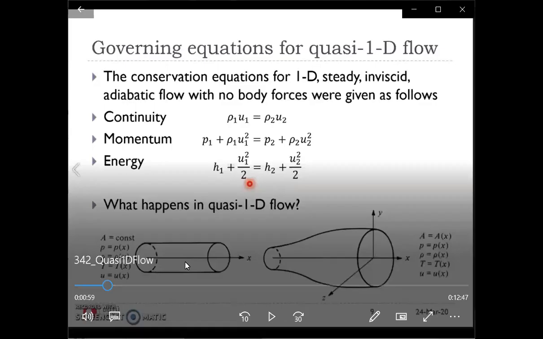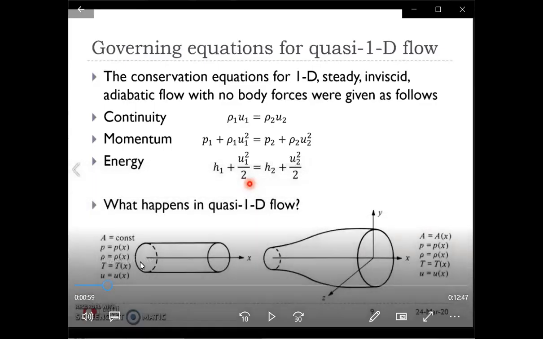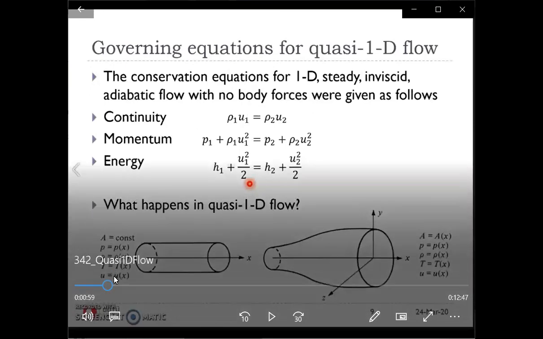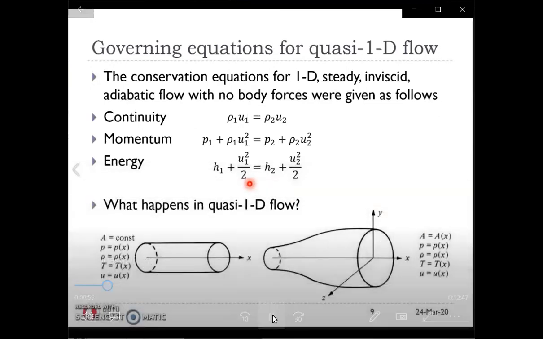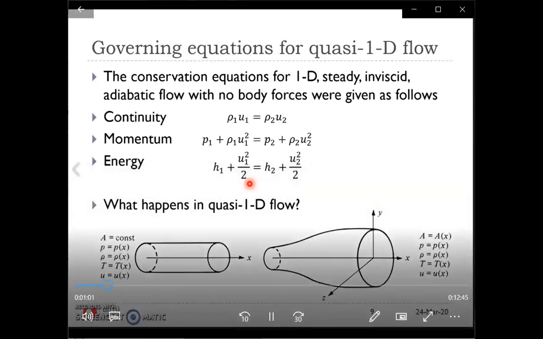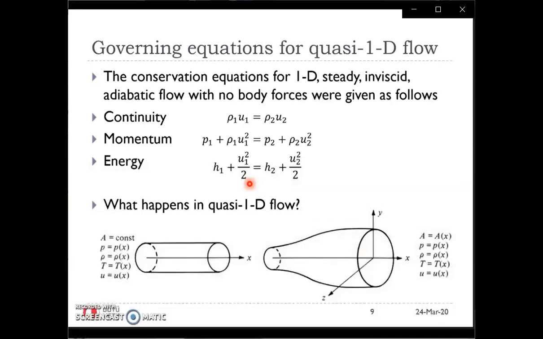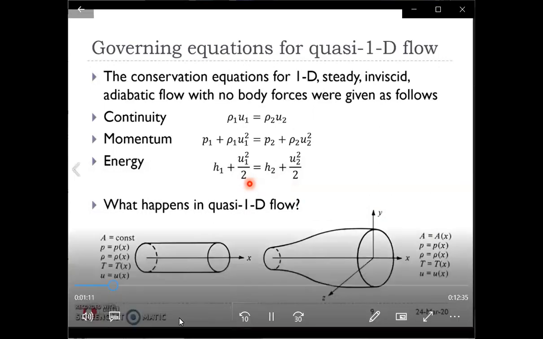Okay, recording has started. So first subject is quasi one-dimensional flow. I will start the video. So coming to quasi 1D flow, as we talked in the class, this is very important in terms of many different aerospace applications, basically for nozzle.